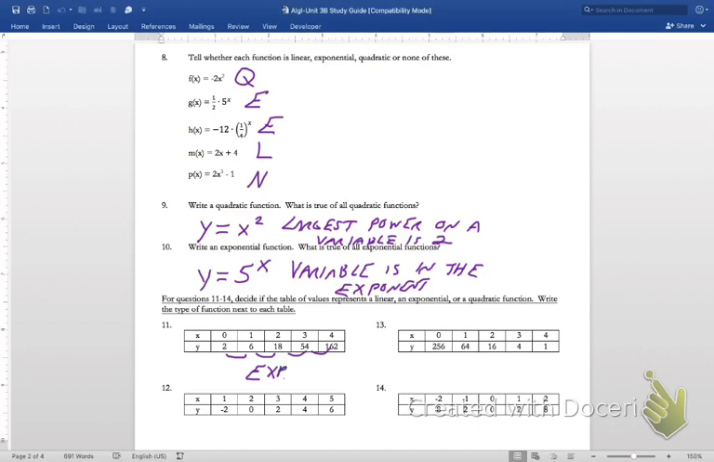Let's go below it to 12. Negative 2, 0, 2, 4, and 6. Looks like we're adding 2 every time. That's going to make that one linear.